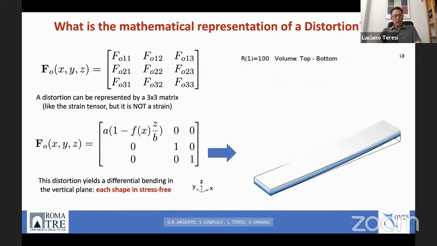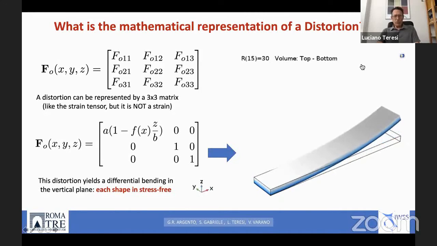What is the mathematical representation of a distortion? You can represent a distortion with a tensor field, and for a 3D solid you can represent the tensor field with a 3x3 matrix. Here you have the nine more degrees of freedom, the nine entries of this matrix, and it's quite easy. In this example, you see on the left the matrix, and on the right, you see the deformation that you can achieve with this distortion.